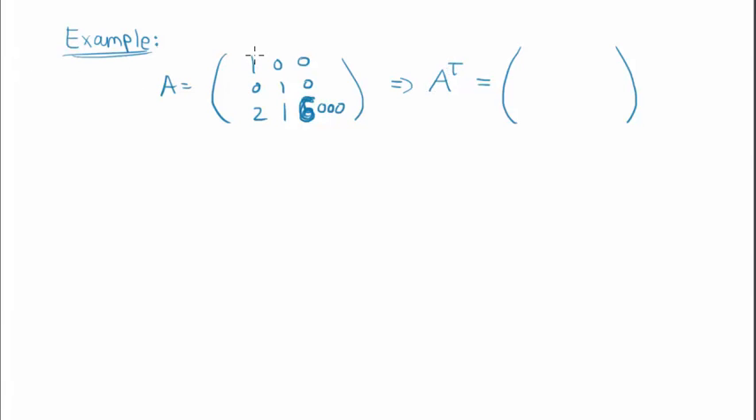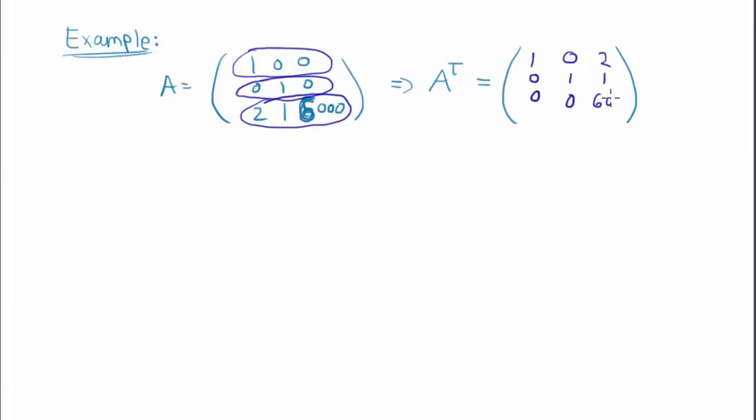So how do you do that? The easiest way to think about it is the first row of the original matrix, the A, becomes my first column, the second row becomes my second column, and the third row becomes my third column. So that's how I think about it. Basically, here's what happens: the 1 0 0 becomes the first column, 1 0 0. The 0 1 0 becomes the second column, 0 1 0. And 2 1 6000 becomes my third column, so 2 1 6000.